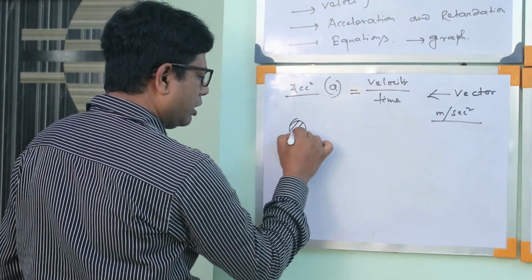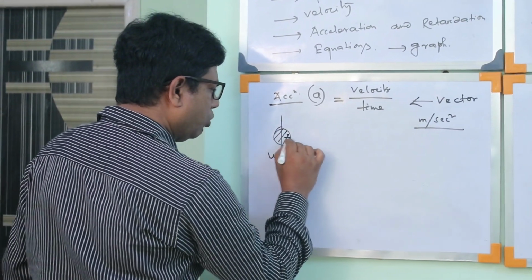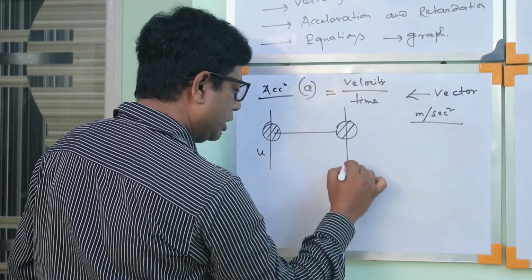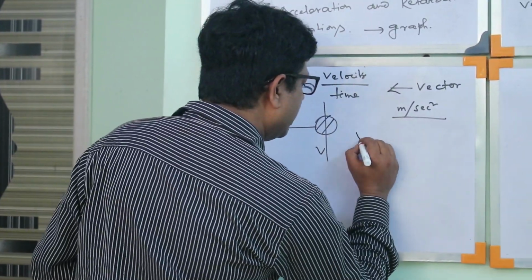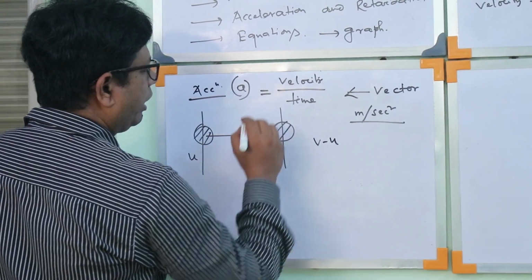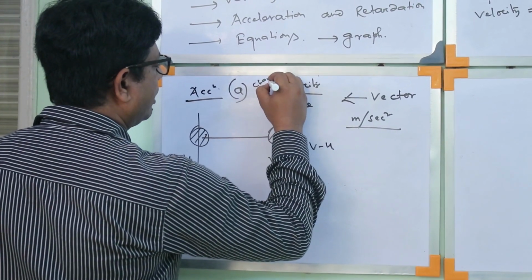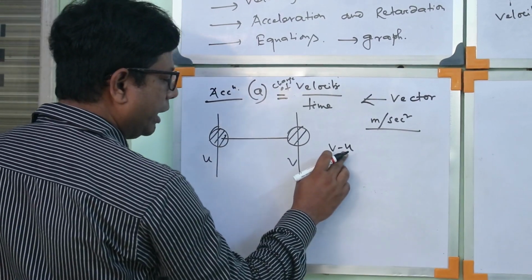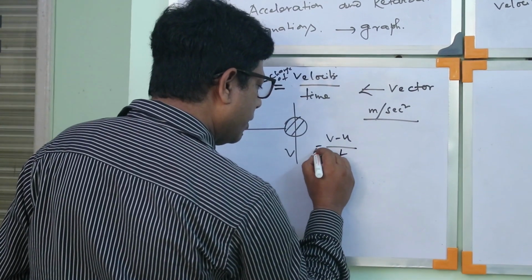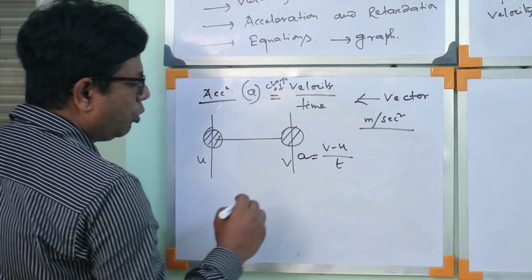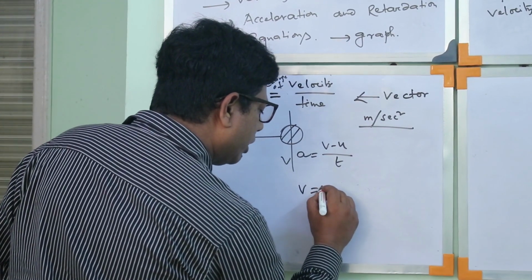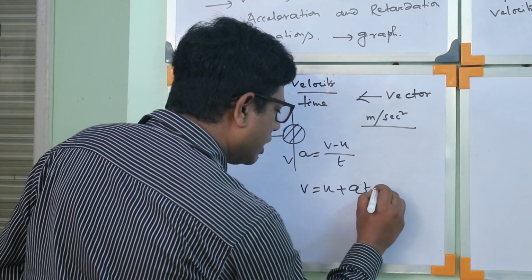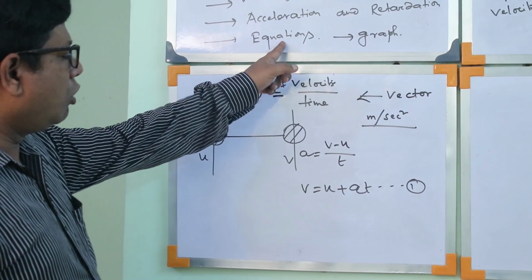Suppose the object has initial velocity u and its final velocity is v. So change of velocity is v minus u. You can write change of velocity by time as (v minus u) by t, that means change of velocity with respect to time. This is called a. So we can write the important mathematical equation: v is equal to u plus at. This is the first equation of motion.